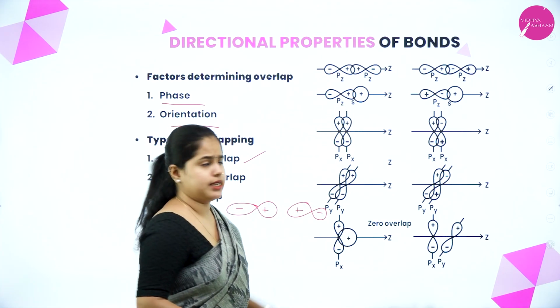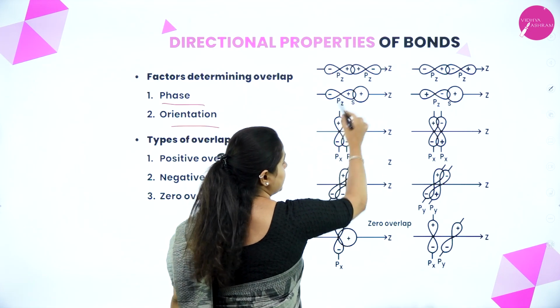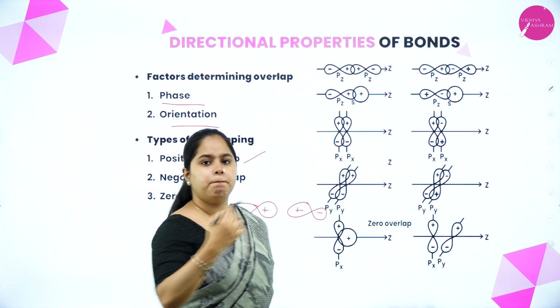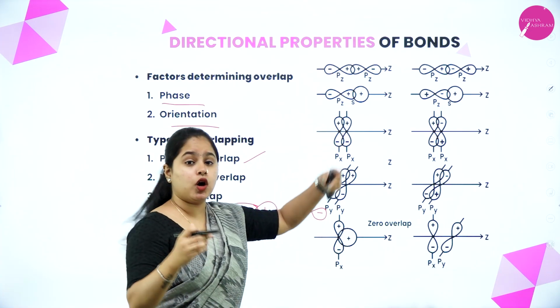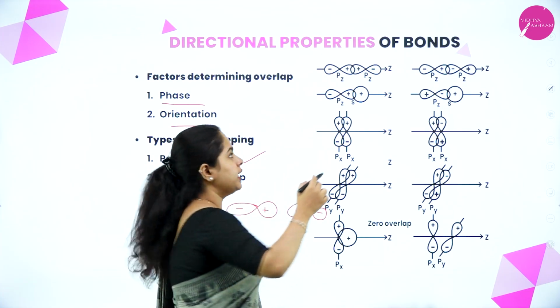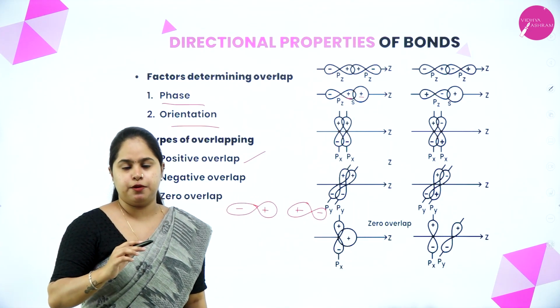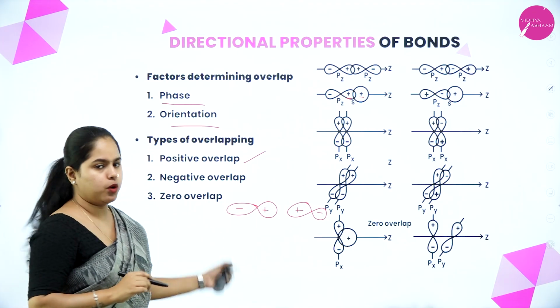Now what about this case? As you can see, this is a spherical shape, that means it is an s orbital, and the dumbbell shape is for a p orbital. Now an s and a p orbital are overlapping. As you can see here, both have a plus sign, that means they are in the same phase. Now that is positive overlap.